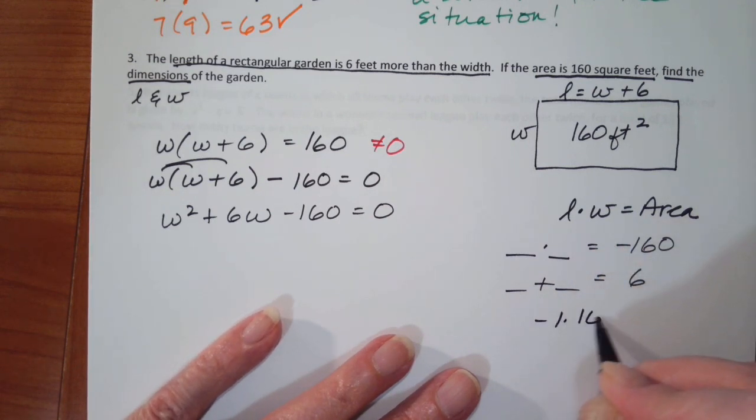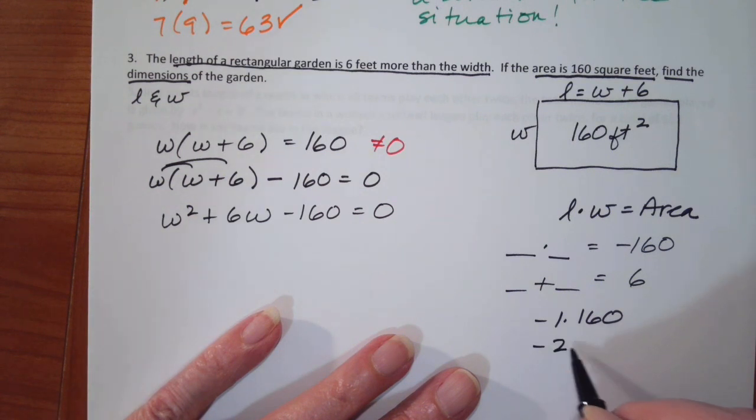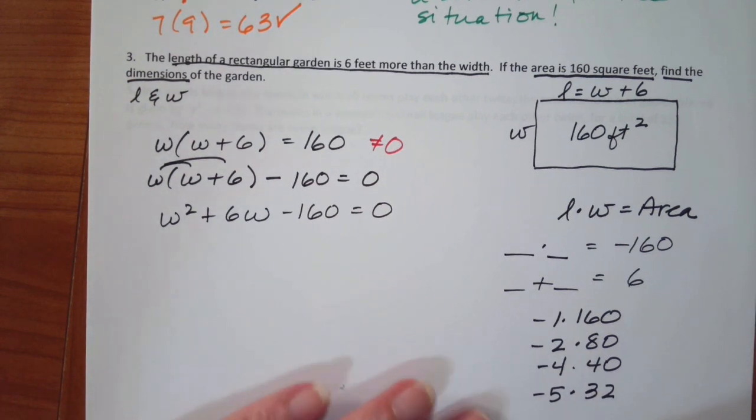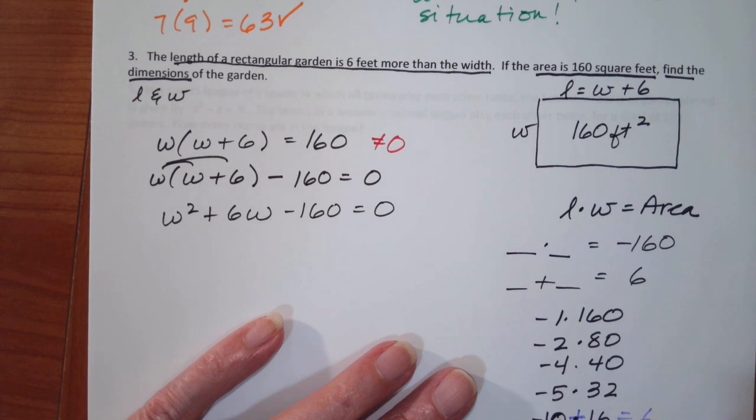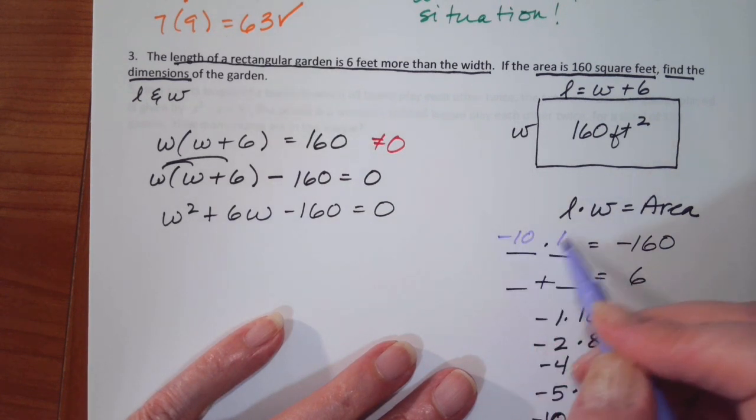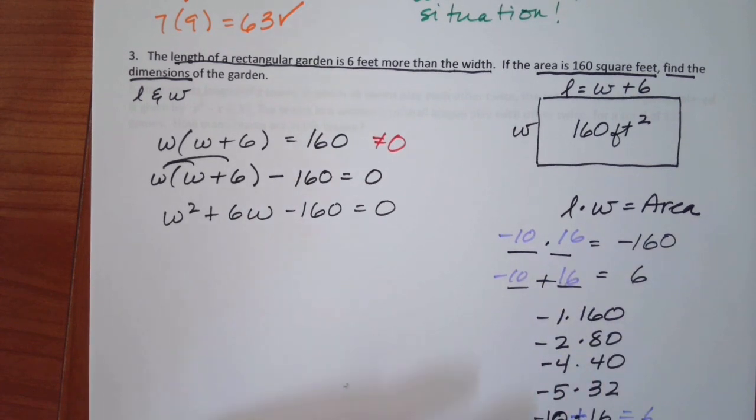So that's negative 1 times 160. That obviously doesn't work. Negative 2 times 80. That doesn't work. Negative 4 times 40. That doesn't work. Negative 5 times 32. That doesn't work. Negative 10 times 16. That's the one that works. When I add these together, that equals 6. So it's going to be negative 10 and 16.